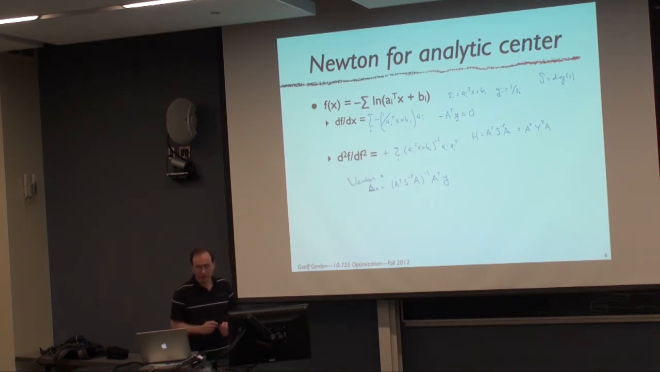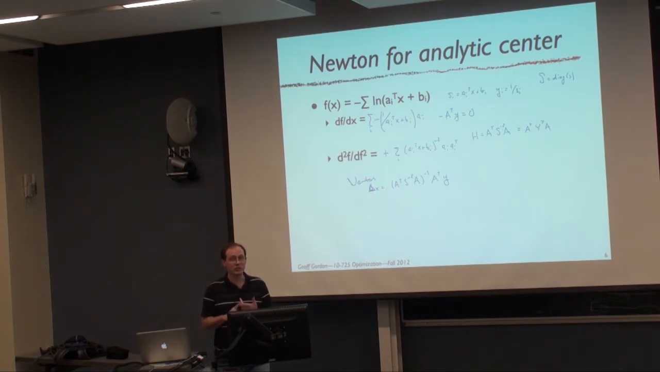So that's a nice algorithm. It's pretty simple to write down. And a couple of things we can say about it. This is a strictly convex function, which means that the Hessian is going to be strictly positive definite, which means that the Newton direction is going to be a descent direction.